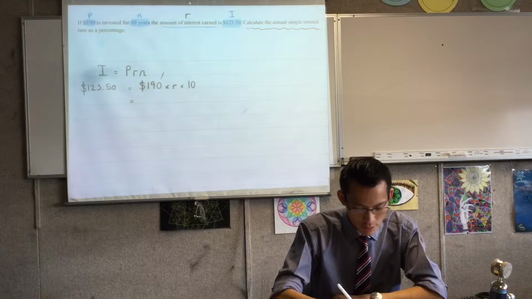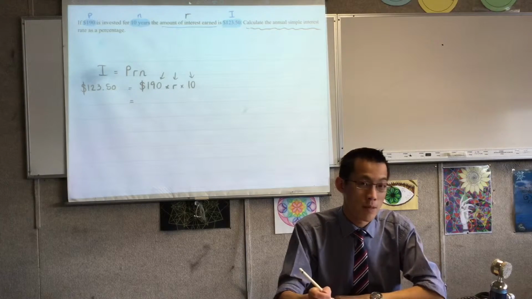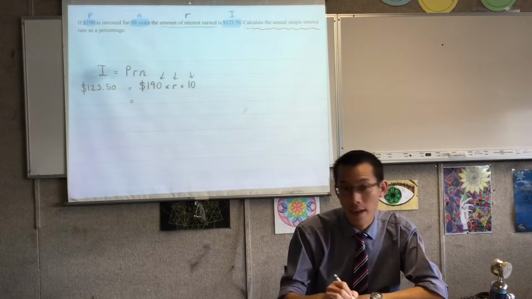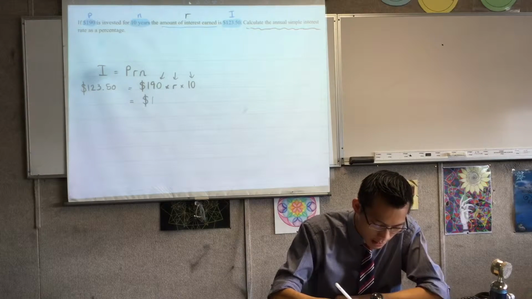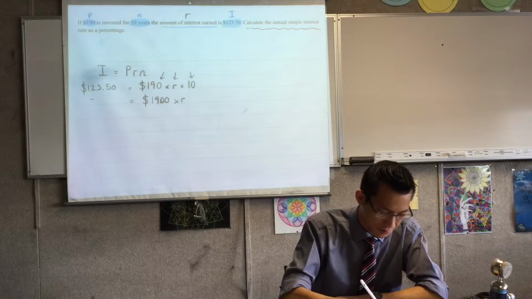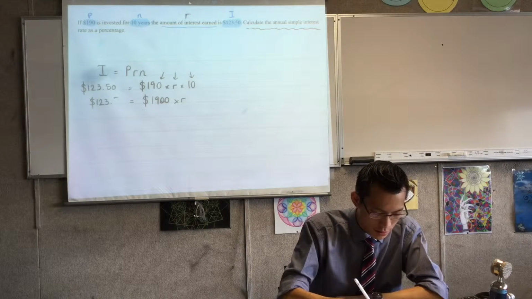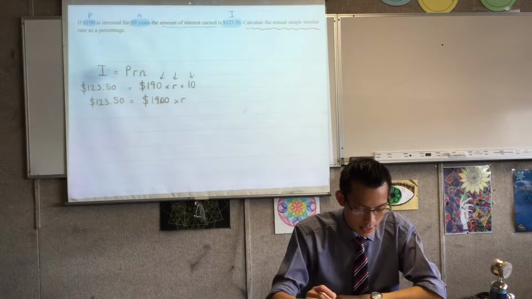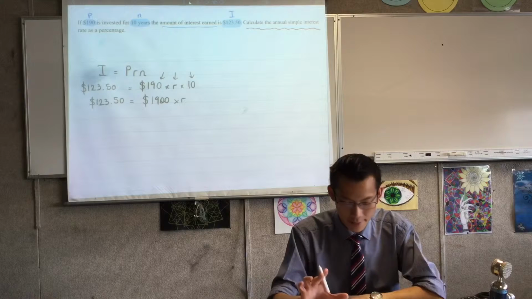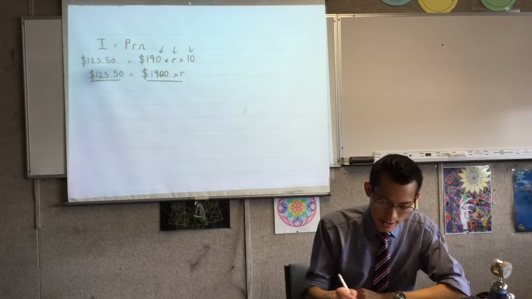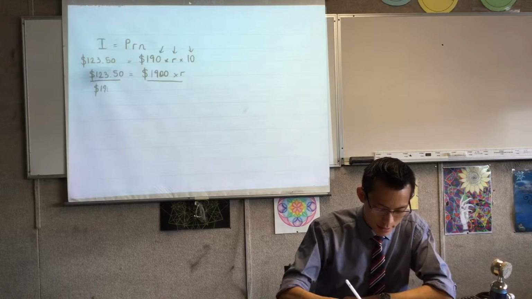You can see here on the right-hand side, I've got these three numbers multiplied together. You can multiply numbers in any order you like. So I've got the 190 and the 10. I'm going to multiply them. That gives me $1,900 times R. And then I've got this interest amount, the actual dollars over here on the left-hand side. So you can see here, if I want R by itself, all I need to do is to divide both sides by $1,900.